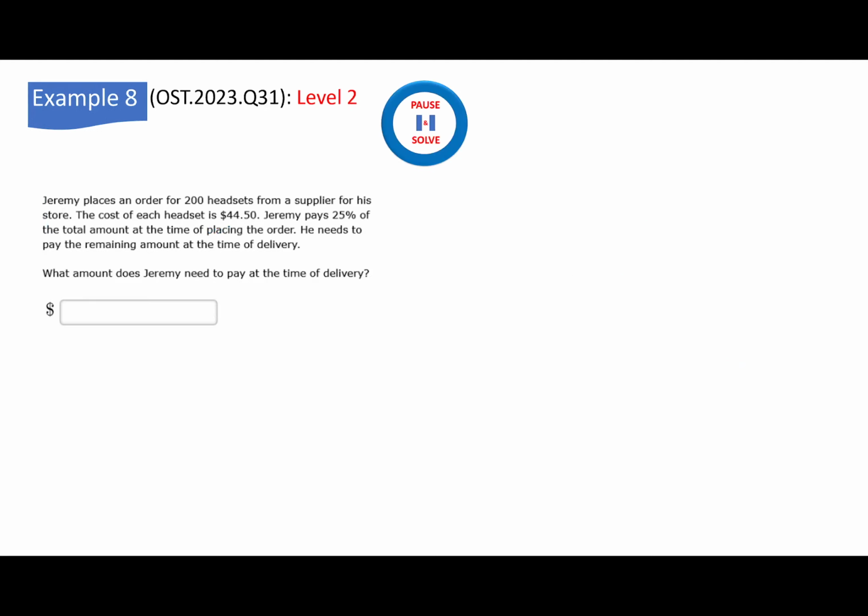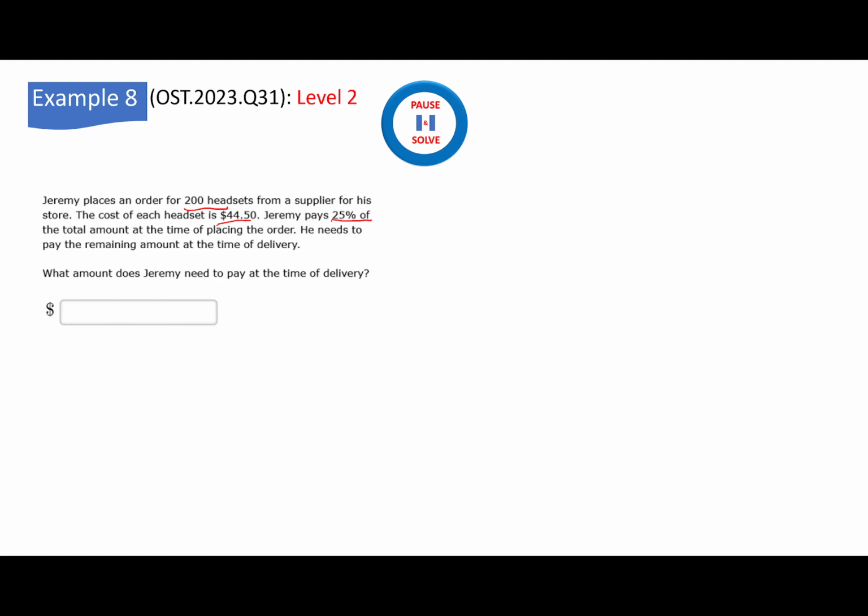Example 8. Jeremy places an order for 200 headsets from a supplier for his store. The cost of each headset is $44.50. Important information, 200, important information. Jeremy pays 25% of the total amount. That's a deposit or down payment, on placing the order. He needs to pay the remaining amount at the time of delivery. What amount does Jeremy need to pay at the time of delivery?